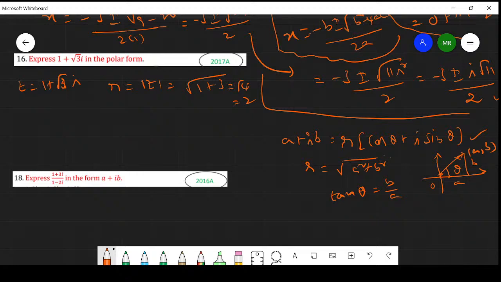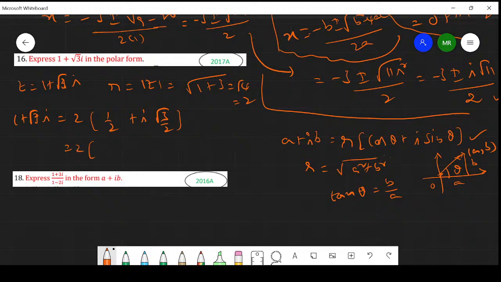I want r into cos theta plus i sin theta. So I will write the given complex number 1 plus root 3i as 2 into 1 by 2 plus i into root 3 by 2. We know the modulus is 2, so take 2 common from the given complex number: 2 into 1 by 2 plus i into root 3 by 2. Then 2 into, I want the cos value.